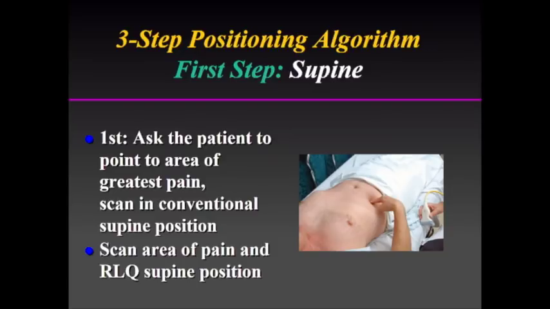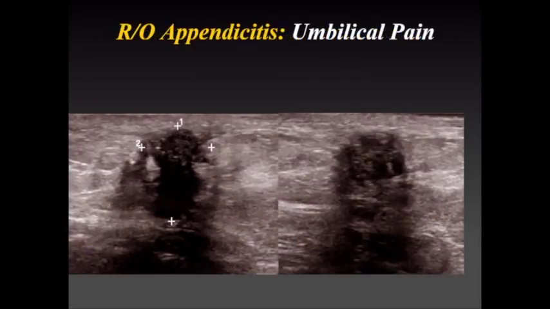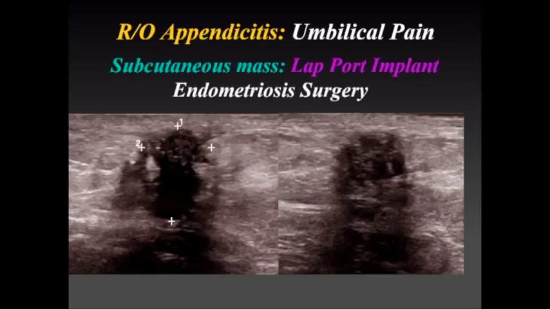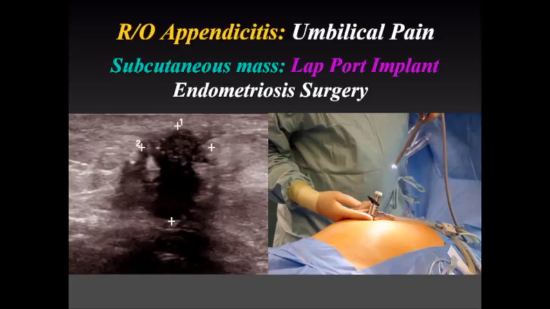It's very important to take a brief history and ask the patient if they can to localize with a single finger where they hurt the most. Now, they may not be able to do that, but if they can, it's really important for us to scan in that area. And here's a young woman who points right to her umbilicus. And here we can see a hypoechoic mass superficially right in the periumbilical region. We want to take a brief history, certainly ask if this patient's had surgery. In fact, she had surgery, and this is, in fact, a lap port implant from endometriosis.